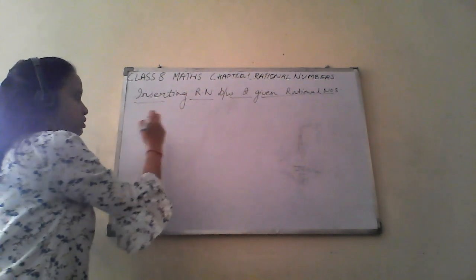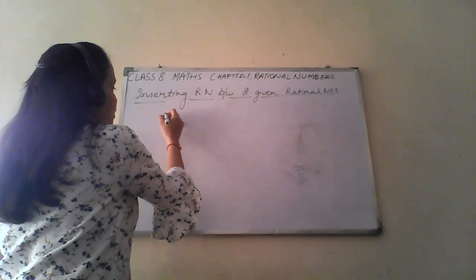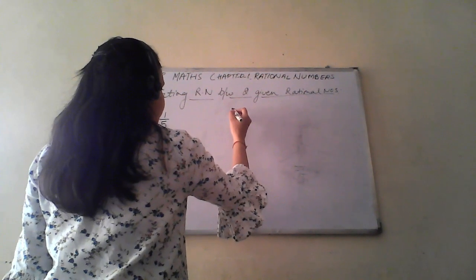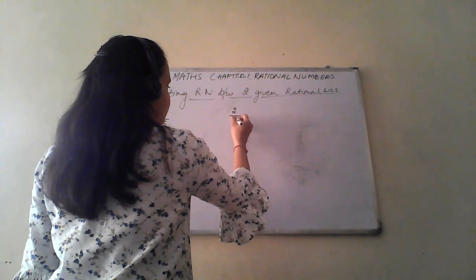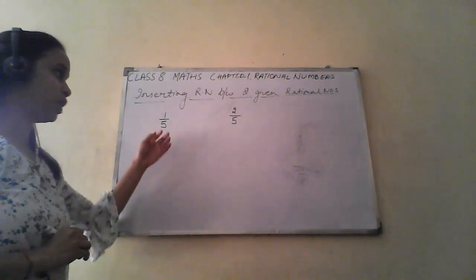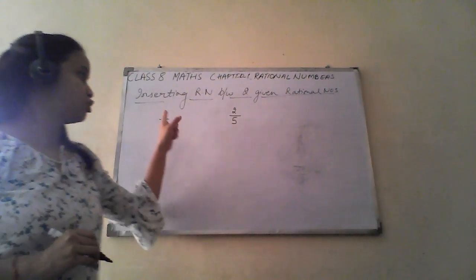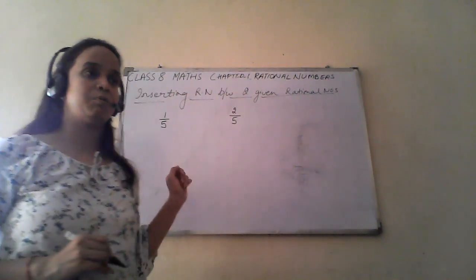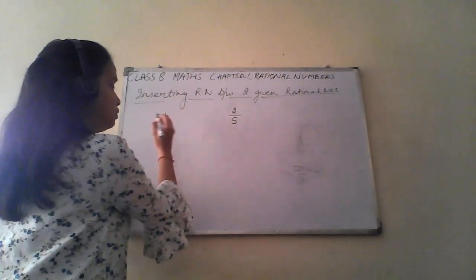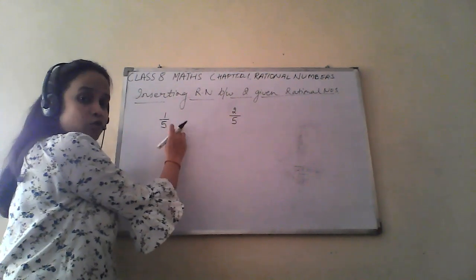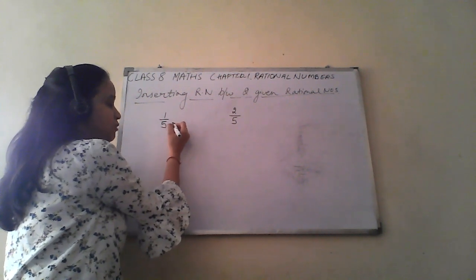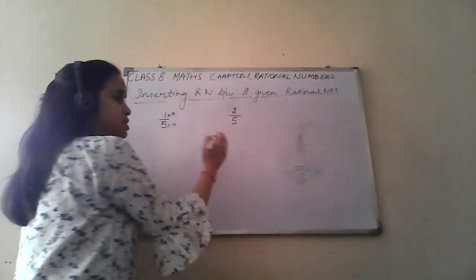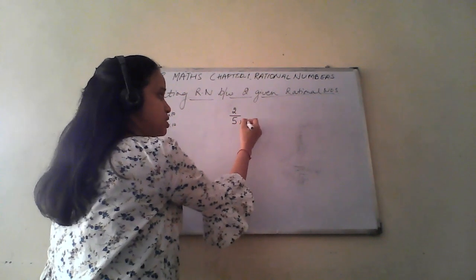Suppose we have to find rational numbers between 1 by 5 and 2 by 5. If we look at the numerators, there is nothing between 1 and 2. Then how can we plot rational numbers between these two? What we do is multiply the denominator by a term and multiply the numerator by the same term. Suppose we multiply 5 by 10, we have to multiply the numerator by the same number, that is 10. In the second case also we have to do the same.